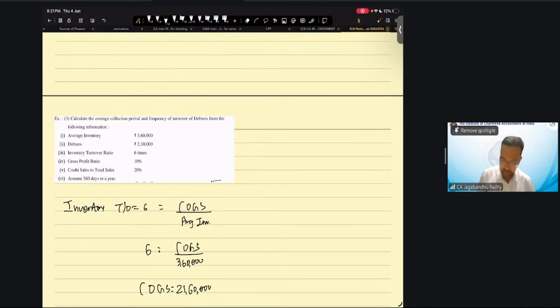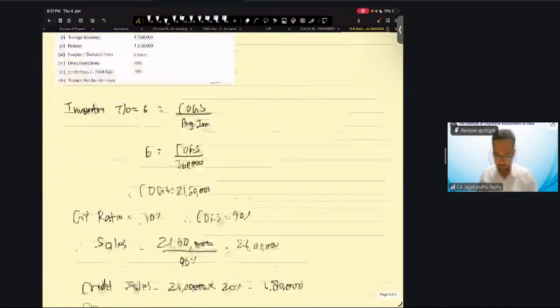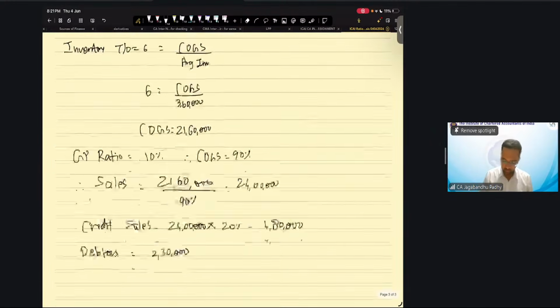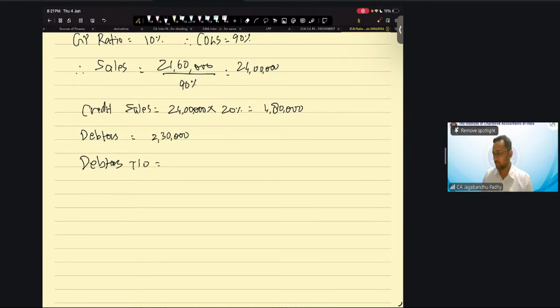And then we have the debtors value also as 2 lakh 30,000. Credit sales is 4 lakh 80, since it is 20% of the sale. And then we have the debtors as 2 lakh 30,000. So what will be the debtors turnover, guys? What will be the value of debtors turnover ratio? How much is debtors turnover going to be?